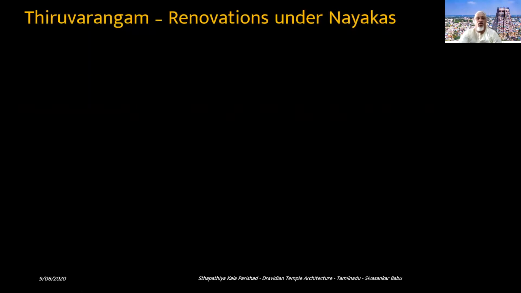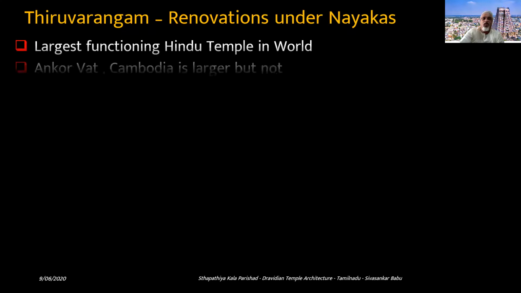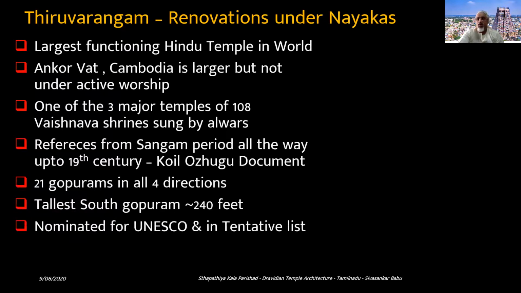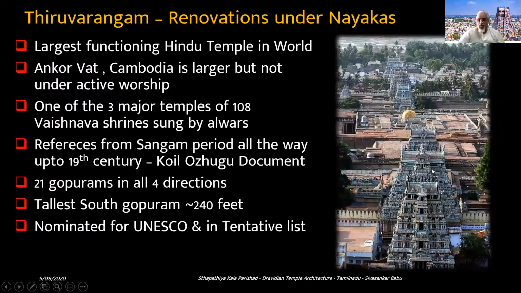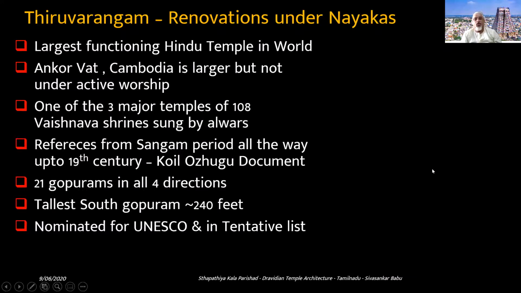A bigger and grander structure is Srirangam. It is the ultimate temple city. You can say that this is the largest functioning Hindu temple in the world. Angkor Wat is bigger, but again, it is not an active place of worship outside India. And this is one of the 3 temples. When I say Koil, it is Srirangam. Malai means Tirupati.